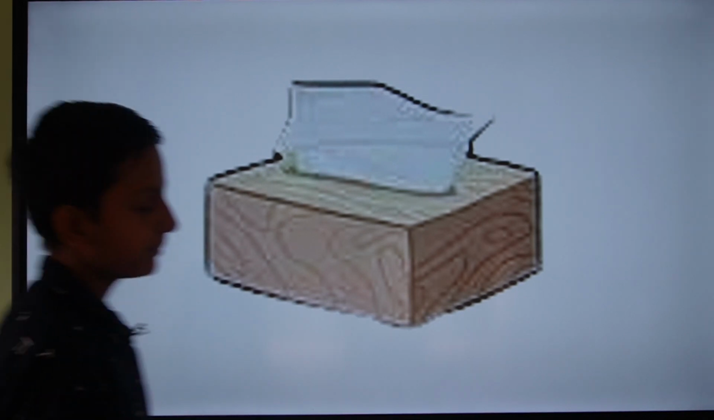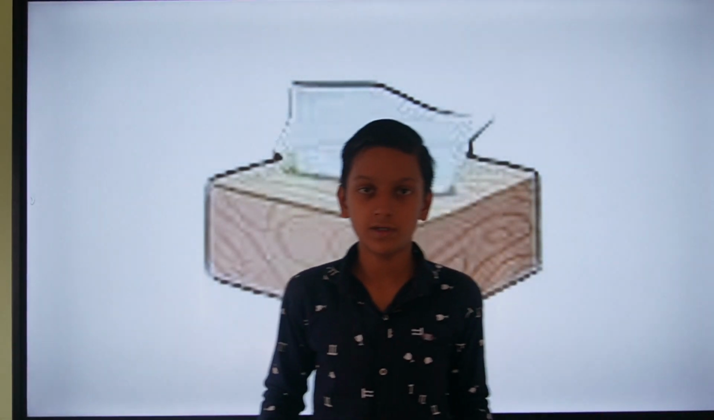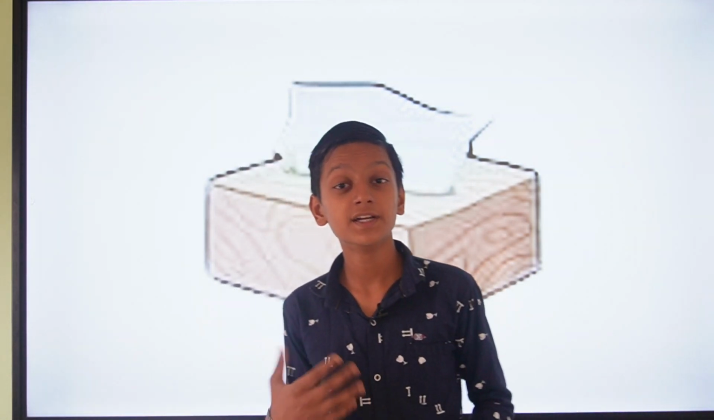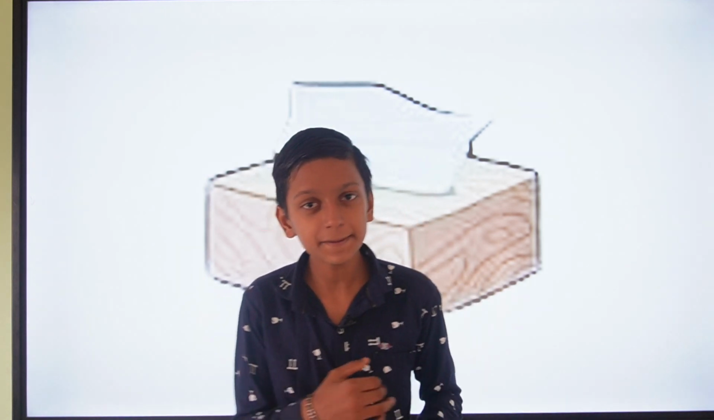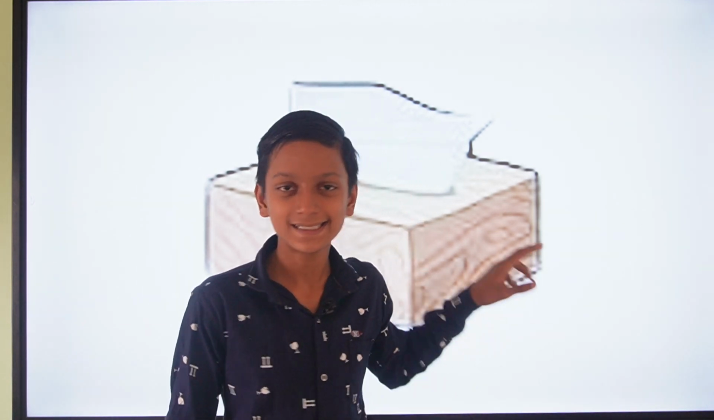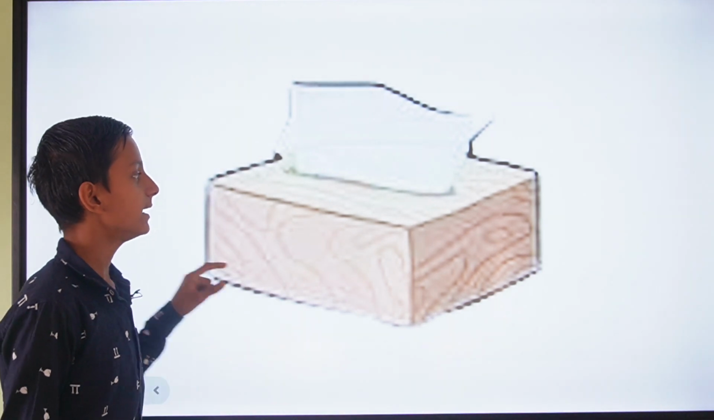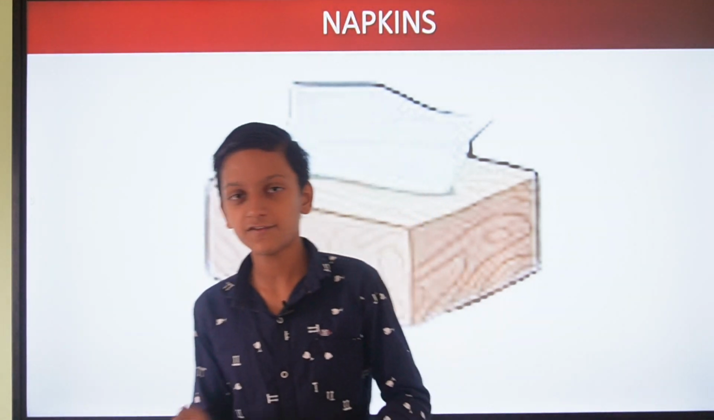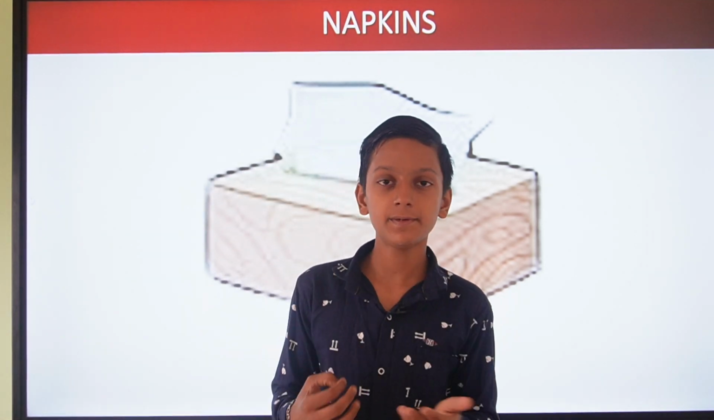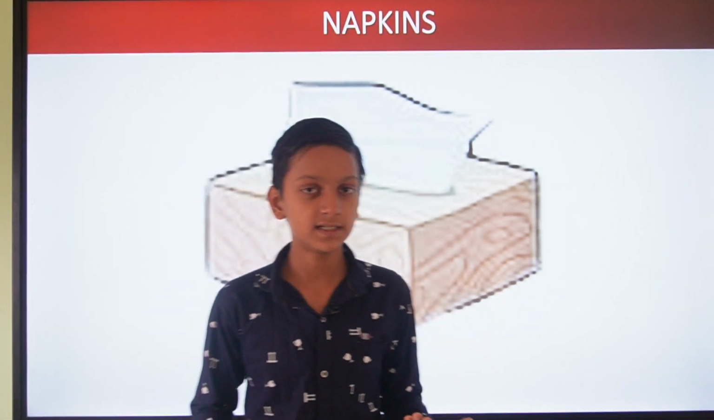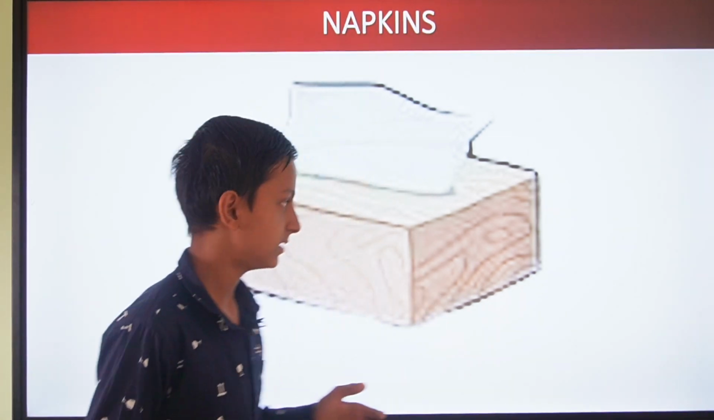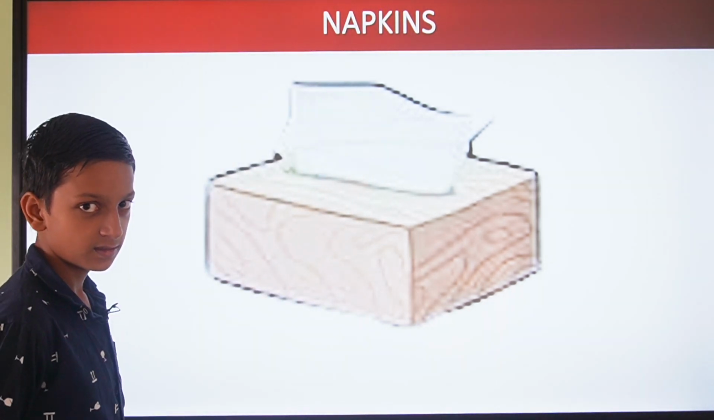Okay, your time's up. Now let me tell you what this is called. Some of you have thought about napkins, some of you have thought about tissues, some of you have thought about tissue boxes. So let me tell you, the first one is right. It's called napkins. What is that called? Napkins. When something falls on your dress or your mouth gets dirty, you just clean it off with napkins. Okay, these are napkins.